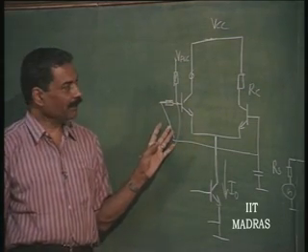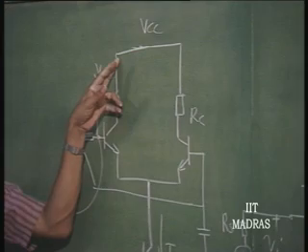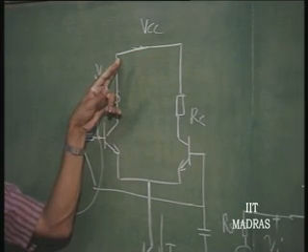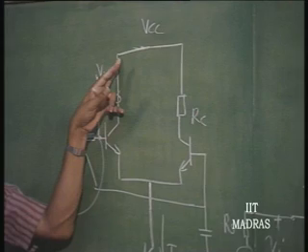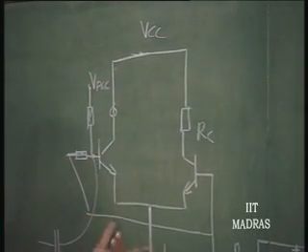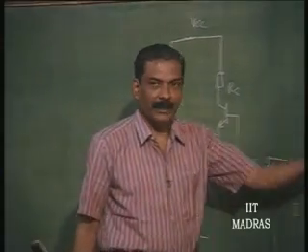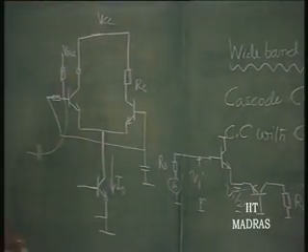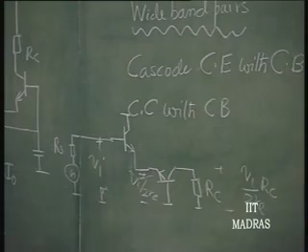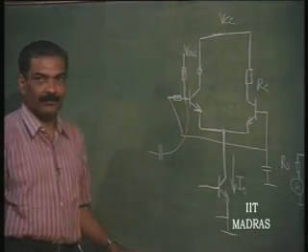Okay. Please remember, this should not be connected to RC, then it is not common collector. It is going to be common emitter, differential amplifier it will be. This is not a differential amplifier, this is a common collector stage with common base. So, is that point understood clearly? So, this is another wideband structure which can be used.